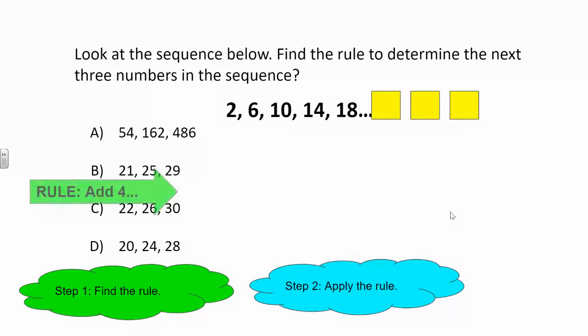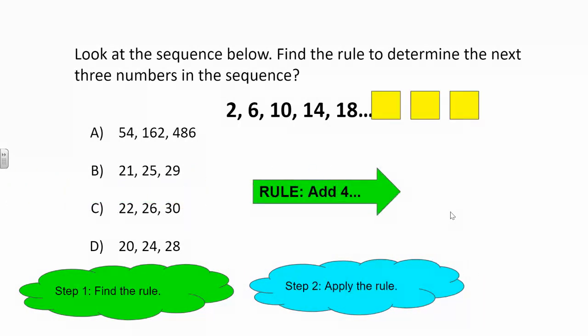And so I'm going to take that rule, adding 4 each time, and I'm leaving off at 18 to figure out what the next term is going to be. 18 plus 4, do a little side problem if I need to, that's 22. Apply the rule again, 22 plus 4 more is 26. And finally, 26 plus 4 more is 30. So when I look at the answer choices, I'm looking for the one that says 22, 26, 30.